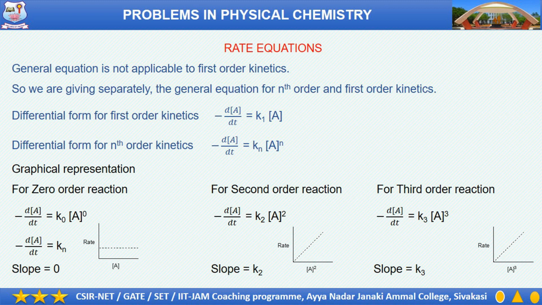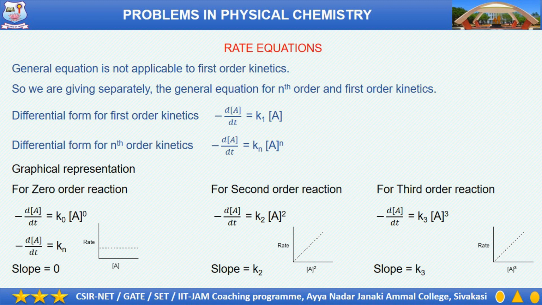First one, the differential form. That is rate, minus d of the change in concentration of A by dt, which is nothing but the rate of the reaction equal to Kn into A power n. Here only a single reactant is present. Therefore, we have only one reactant raised to the nth power, and the rate constant is given for the nth order reaction. This is the differential form.